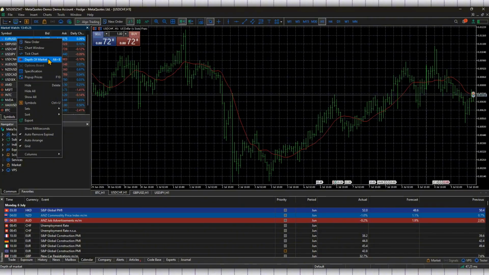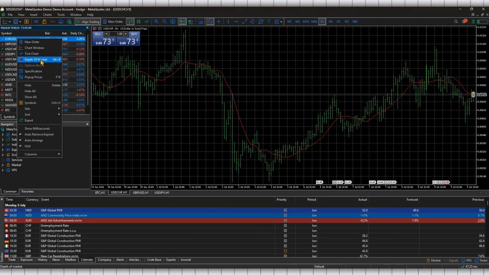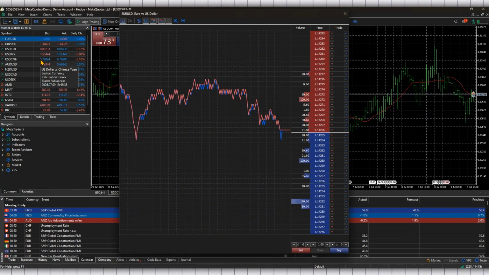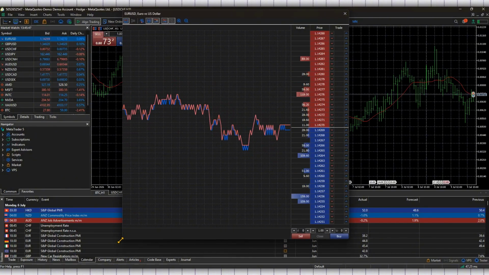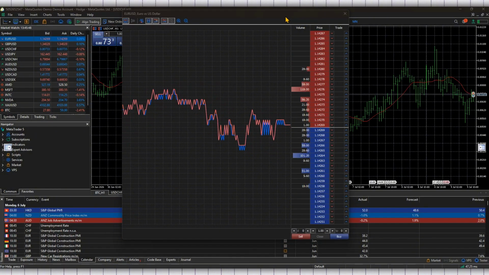This feature, sometimes abbreviated as DOM or even just depth, you'll see it as one of the options in the drop-down menu. It is designed to give traders a more detailed view of market activity beyond just the visible candle chart. When you click on Depth of Market, what you're essentially doing is opening a detailed window that gives you a deeper look at the volumes of buy and sell orders in the market for that particular symbol.